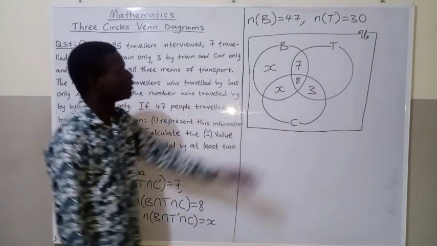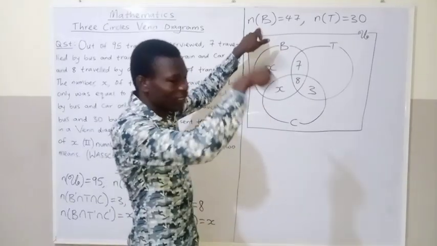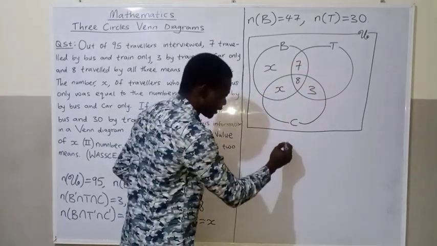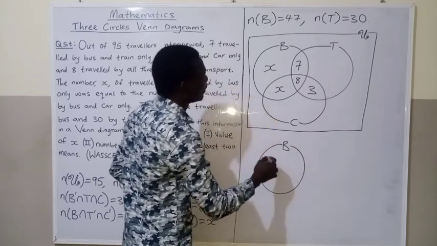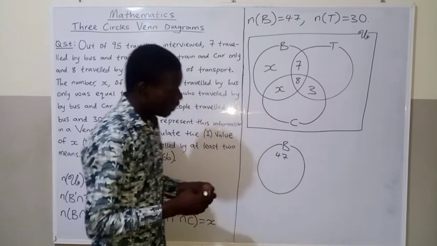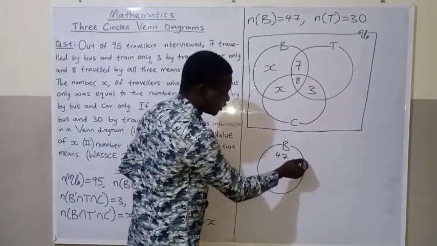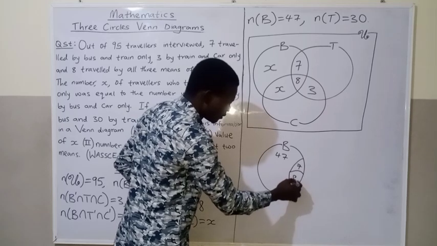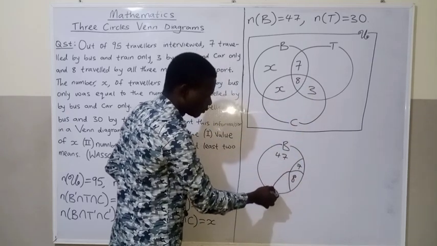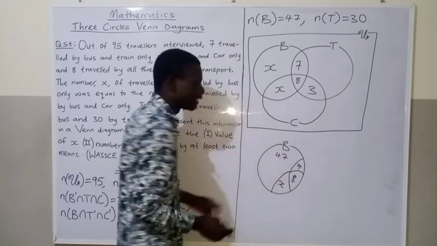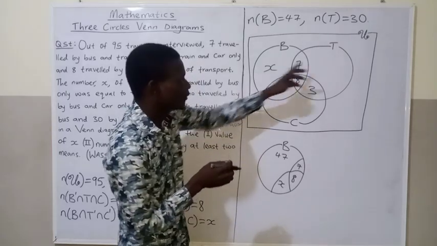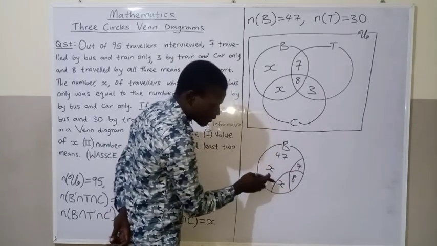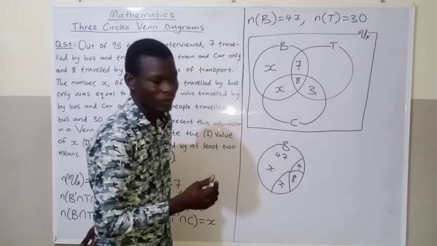Now, it proceeded to say those that travel by bus generally. Look at the generalization for bus. So that tells us that if we have bus like this for the whole of this circle, they are supposed to be 47 bus generally. And if bus generally is 47, don't forget that inside this bus is where we have this 7, this 8, and this X. Then bus only itself, without involving train and car, is still where we have this X. So the addition of everything here, this, and this must be equal to 47. That is what the question is saying.